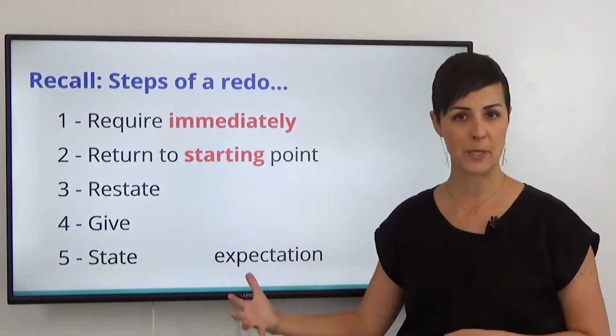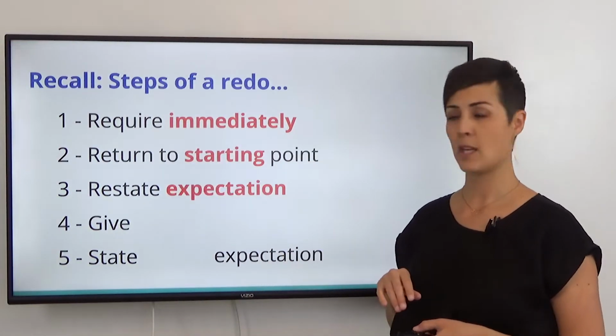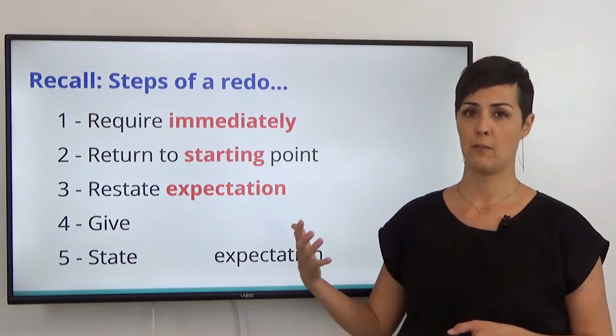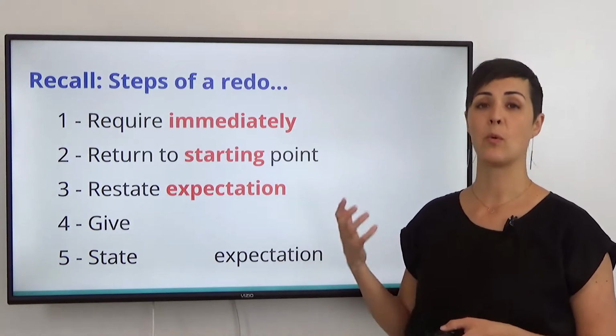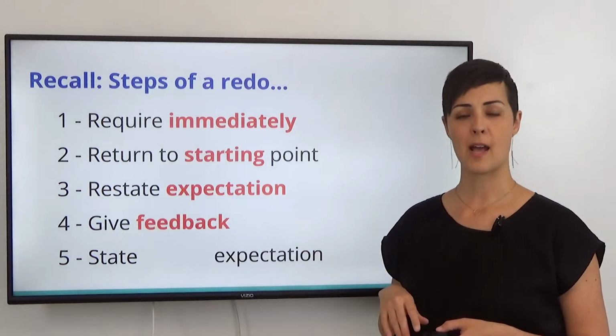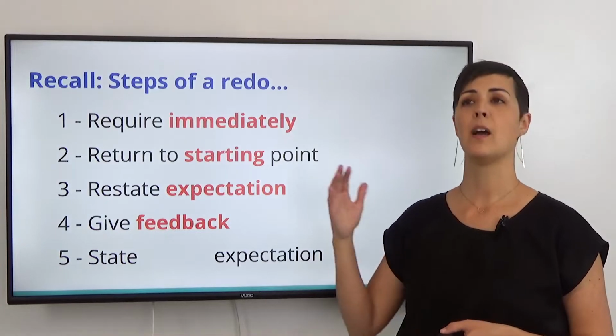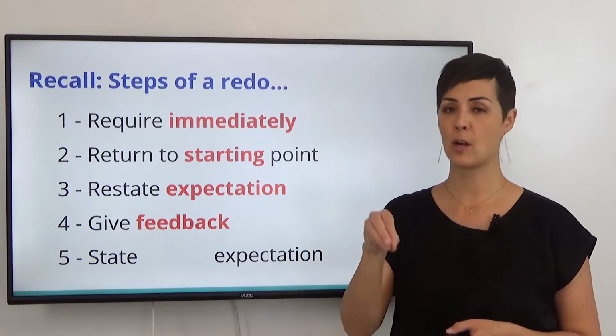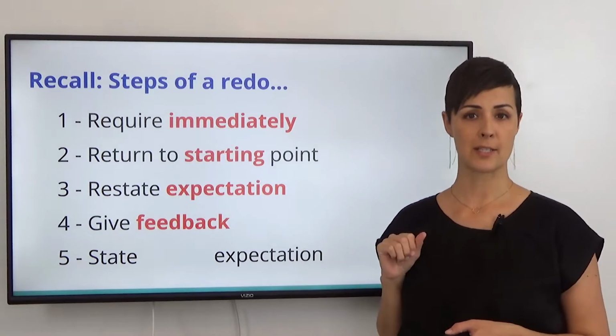We're going to try this behavior again. I'm going to restate my expectation super explicitly. This is what the behavior should look like this time. We're going to try it again this way. And then I'm going to give feedback as the students move, affirmative or corrective. Yep, that's exactly what I wanted, or nope, that's still not quite right. We're going to continue practicing it again.